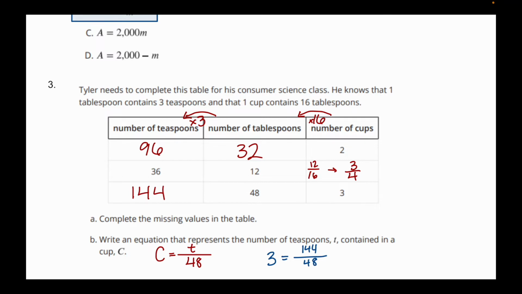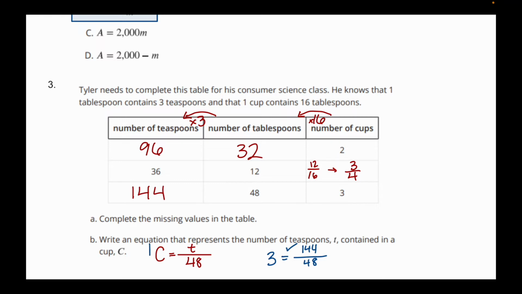So if we take 144 and divide it by 48, we check, yep, I get that 3 is equal to that amount, so that works. You can also check with the top row and check if 2 is equal to 96 divided by 48, and you would get that is true as well.